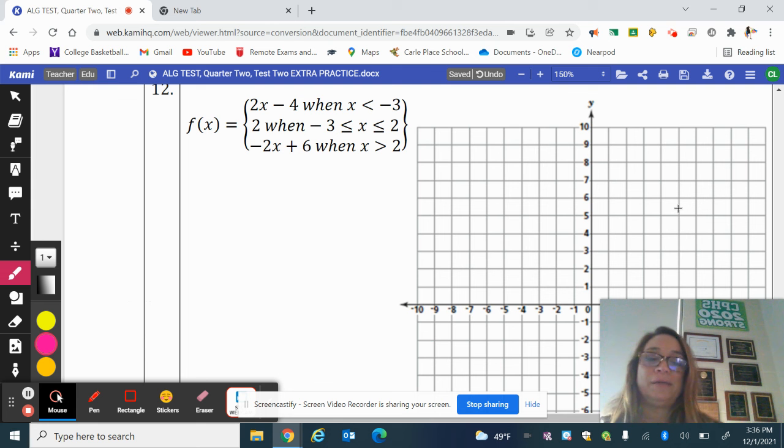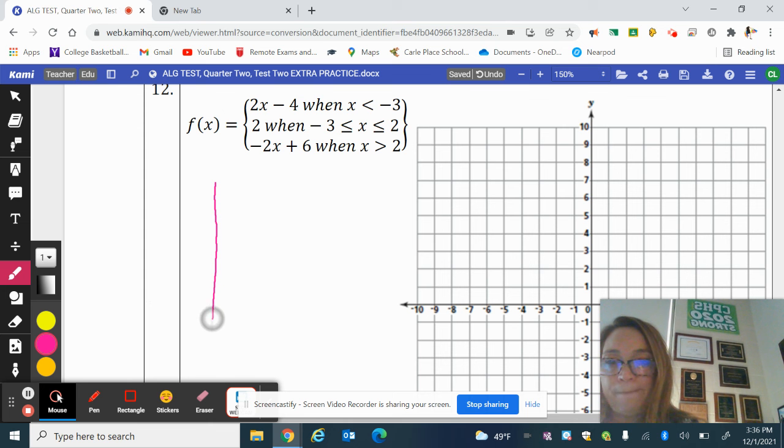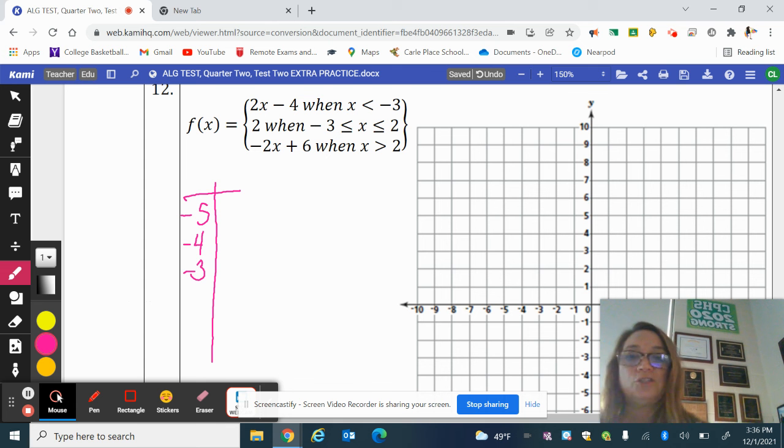All right, so now we're on to piecewise. I would strongly suggest that you make a table for each piece, and that could help you. So I'm just going to do piece 1. And it says x is less than -3. So I'm going to do -5, -4, and then -3. So I choose numbers that work for the inequality that represents the domain. So now I'm going to substitute in these numbers.